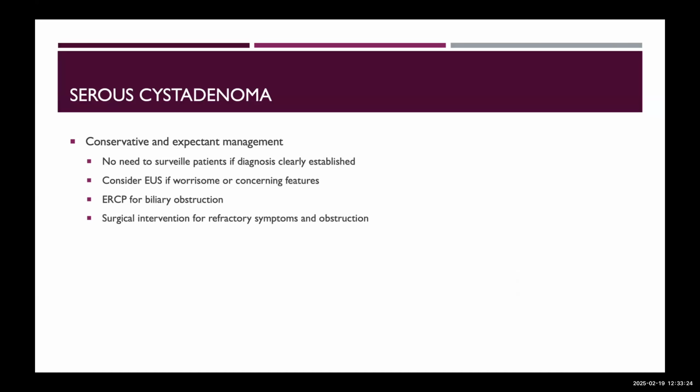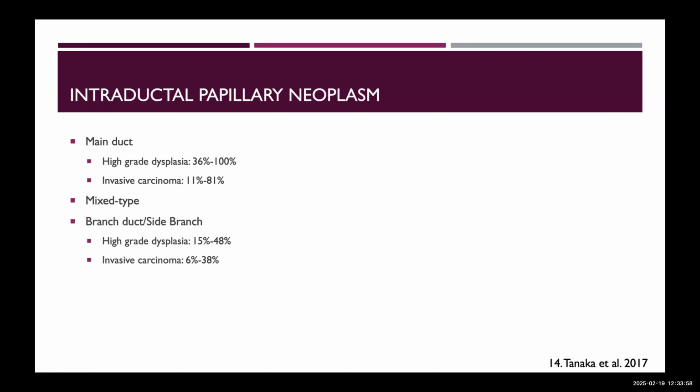So my approach to serous adenoma: once again, no need to survey the patients if a diagnosis is clearly established. Conservative management and expectant management. Sometimes these cysts get so large that they can cause symptoms and biliary obstruction. ERCP is reasonable at that point in time. If they're young, healthy, and fit, and they're highly symptomatic with outlet obstruction, biliary obstruction, pancreatic ductal dilatation and obstruction, surgical intervention is not unreasonable as well for refractory symptoms and obstructive symptoms.